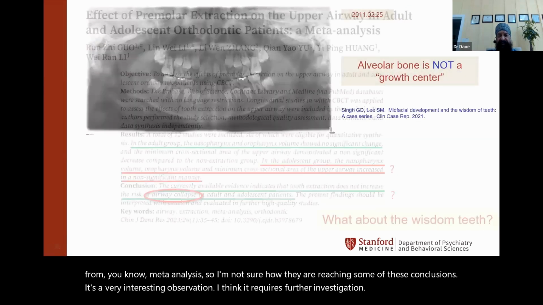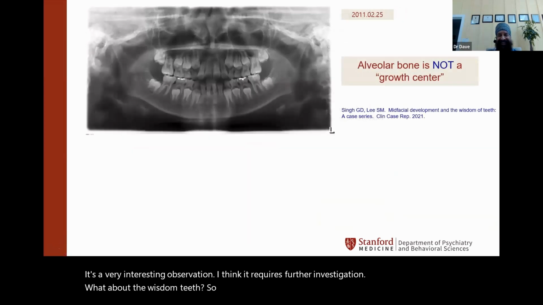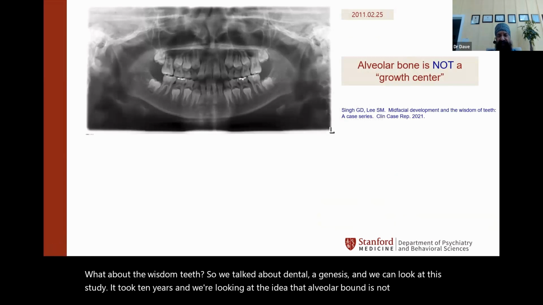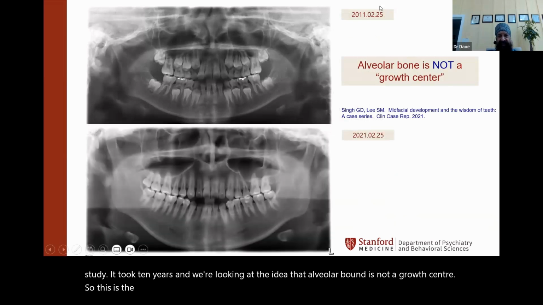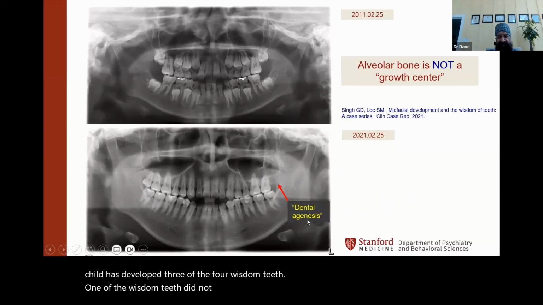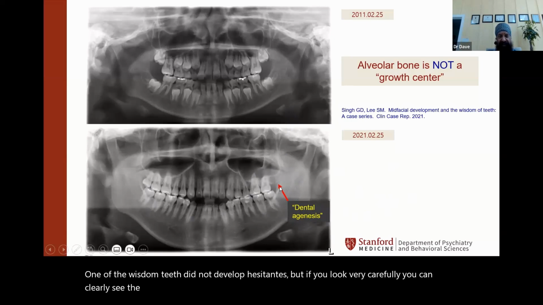What about the wisdom teeth? We talked about dental agenesis, and we can look at this study. It took 10 years, and we're looking at the idea that alveolar bone is not a growth center. This is the same child followed for 10 years, from 2011 to 2021. You can see that this child has developed 3 of the 4 wisdom teeth. One of the wisdom teeth did not develop. Here's the dental agenesis. But if you look very carefully, you can clearly see the alveolar bone is clearly present here. And on the other side, the tooth has erupted into place.